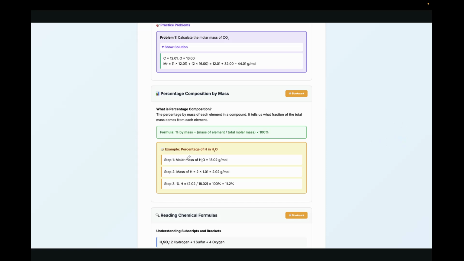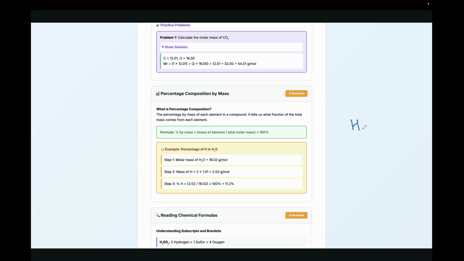Example, the molar mass of water is equal to 18.02. The mass of hydrogen inside that is 1.01 multiplied by 2. Take care. Some students will tell me that the hydrogen is 1.01, but you don't have one hydrogen, you have two hydrogens. So you have to get it all. The two hydrogens, not one of them. So it's equal to 2.02 divided by the total mass, 18.02, multiplied by 100 is 11.2.